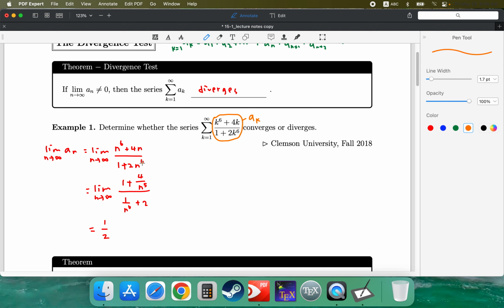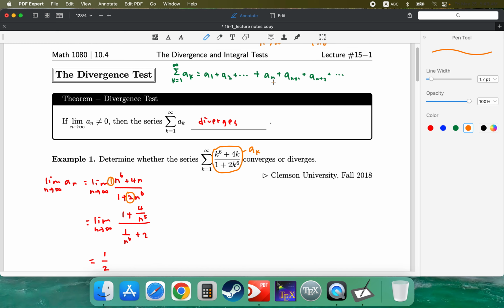We also talked about the shortcut. Remember, if they have the same power, you just take a look at their leading coefficients. So that will be 1 over 2. Anyway, the limit of the nth term as n goes to infinity is 1 over 2. That means all these terms will approach 1 over 2, and you add infinitely many 1 over 2 together.